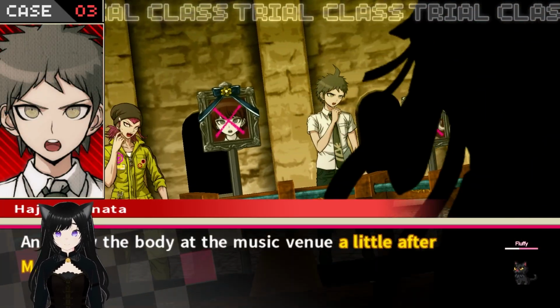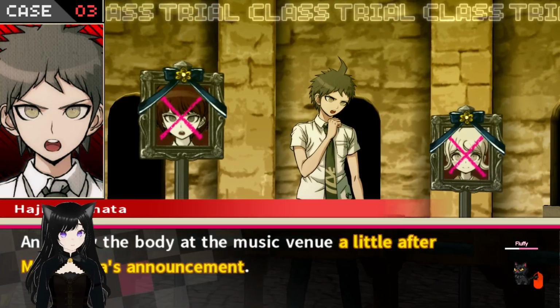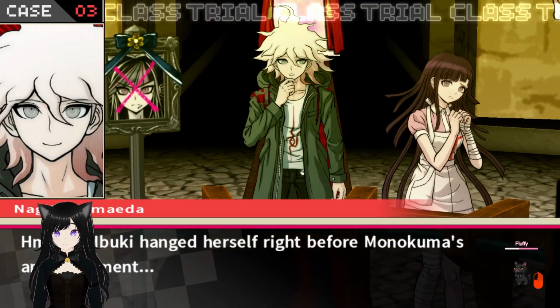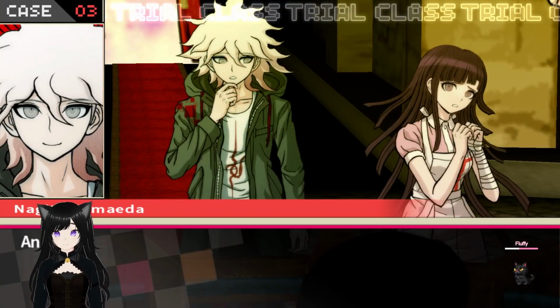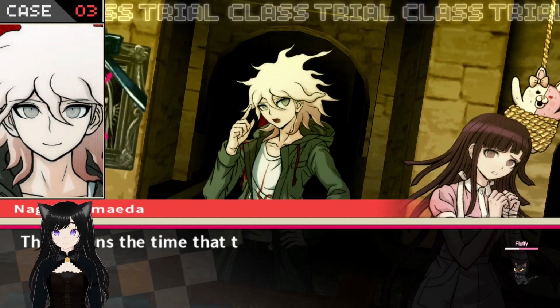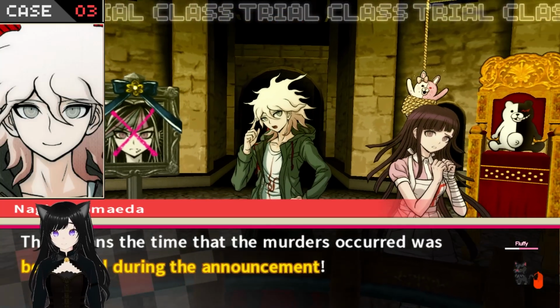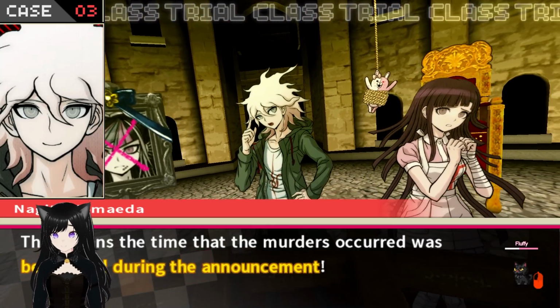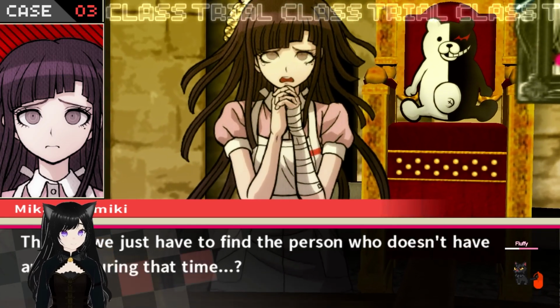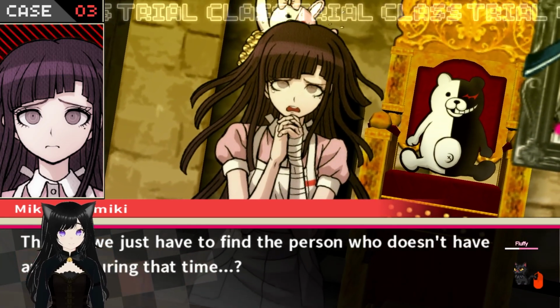Exactly. And I saw the body at the music venue a little after Monokuma's announcement. Right. So Ibuki hanged herself right before Monokuma's announcement. And since we established that Hiyoko was killed before Ibuki, that means the time that the murders occurred was before and during the announcement. Okay. Then we just have to find the person who doesn't have an alibi during that time?